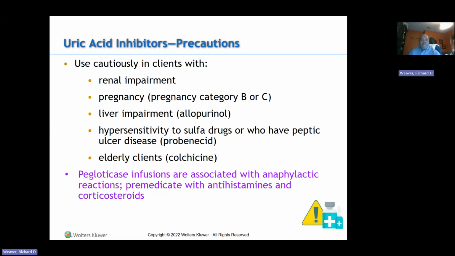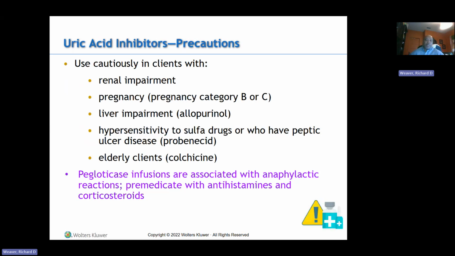All right. Now, uric acid inhibitors are used cautiously in those with renal issues and also during pregnancy. These drugs are either a pregnancy category B or C. Allopurinol should be used with caution in those with liver impairment. Probenecid is used with caution in those who have a hypersensitivity to sulfur drugs, as well as peptic ulcer disease. Colchicine is used with caution in older adults.